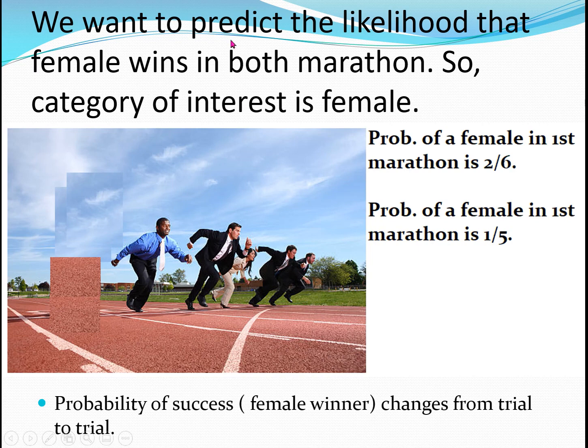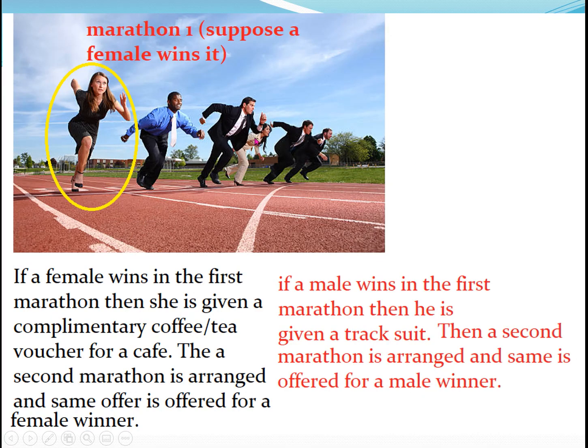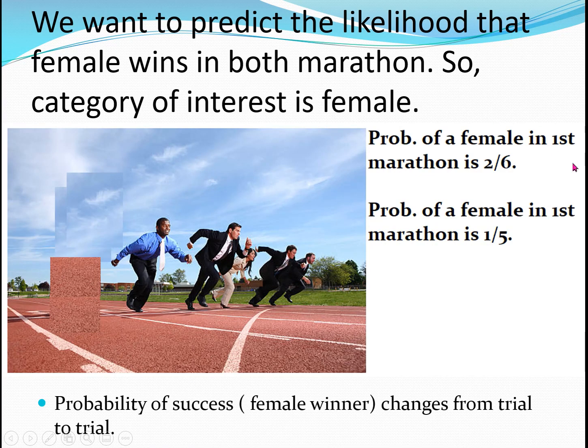So if we want to predict the likelihood that a female wins in both marathons, right? First of all, what we need to focus on is that the probability of a female in the first marathon is 2 by 6. How? If you look back at the original image, you can see that we have 2 females and the total is 6. So the probability that any female wins the first marathon is 2 by 6.